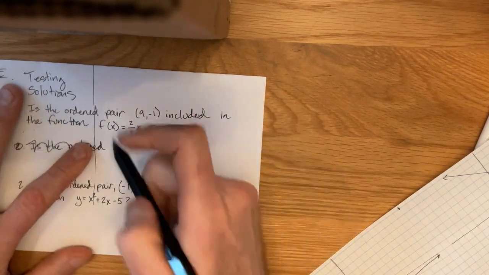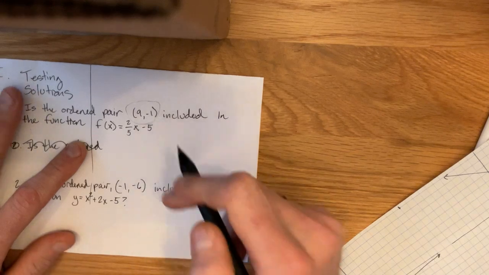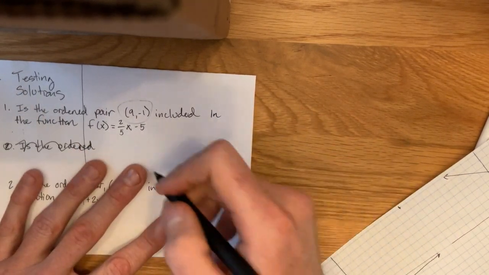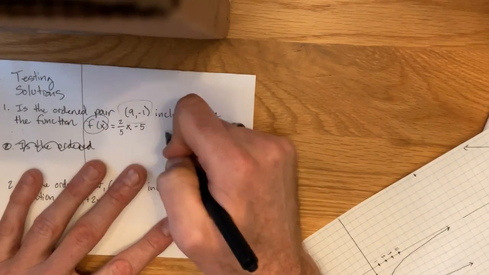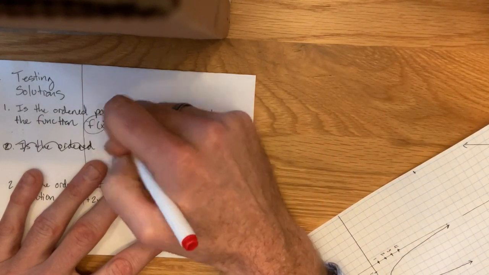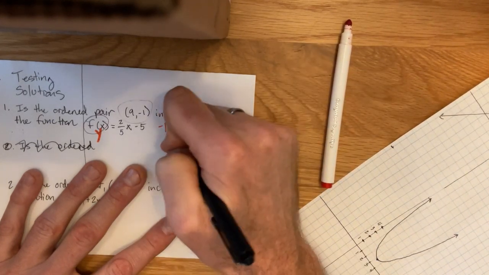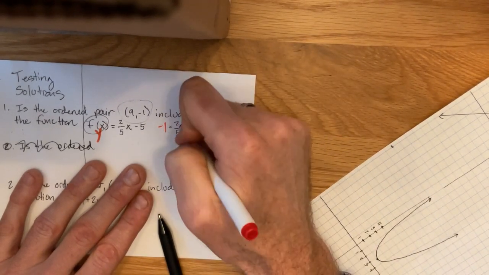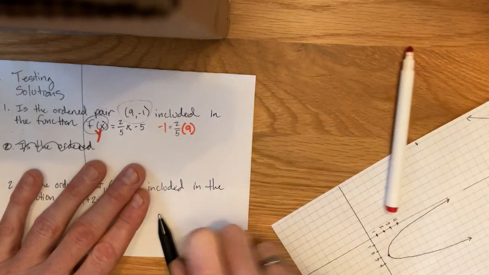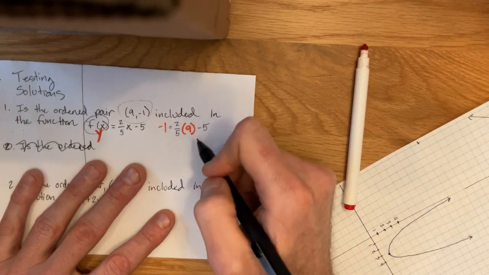Testing solutions. All right, so when we test solutions, when we get a function, you might get an ordered pair, and the question might be asked, is this ordered pair included in that function? Well, the way you find it is by plugging it in. So in this case, remember f of x, you can just treat that like y, okay? So the way that I would test it is I would plug in my y here for f of x: -1 equals 2/5 times 9 minus 5. Now y'all, these are some ugly fractions. You're not going to get fractions like this on the test, but you can do it. You can do hard things.